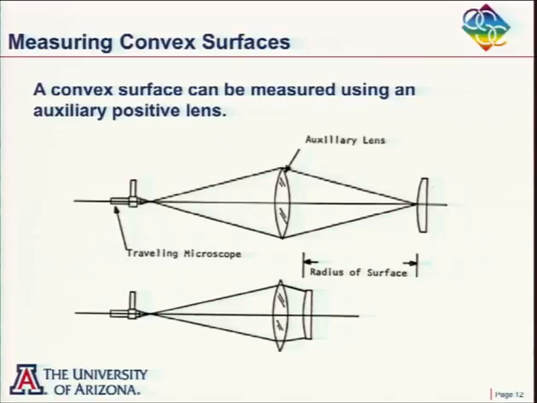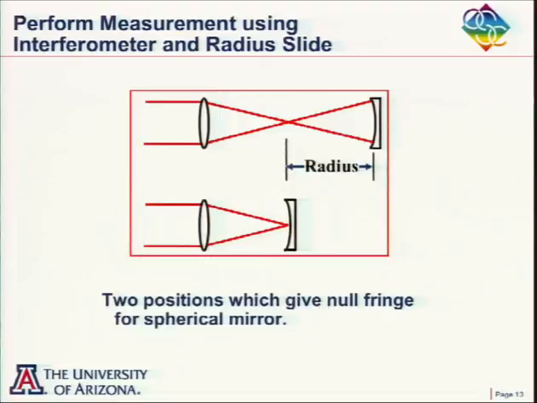Now, of course, if I were going to do this, I would use an interferometer, the exact same idea, but what we're doing here, we're looking at interference fringes. So this could be a Fizeau interferometer, it could be a Twyman-Green interferometer, whatever. But I'll set this up here so we get a null fringe, and then we'll simply move this along here till we're focused on the surface and get another null fringe. And again, the distance we move gives us a radius of curvature.